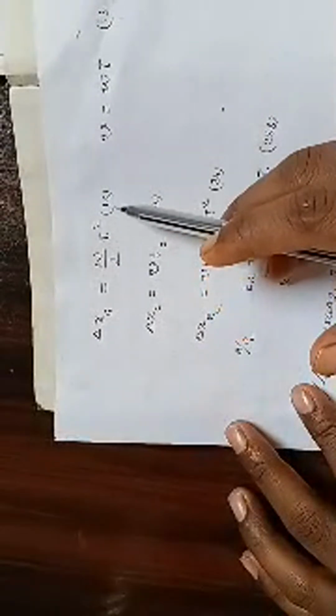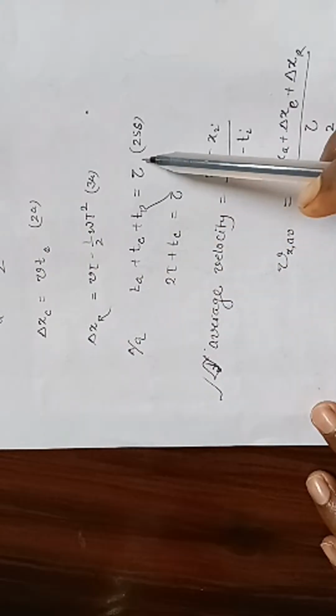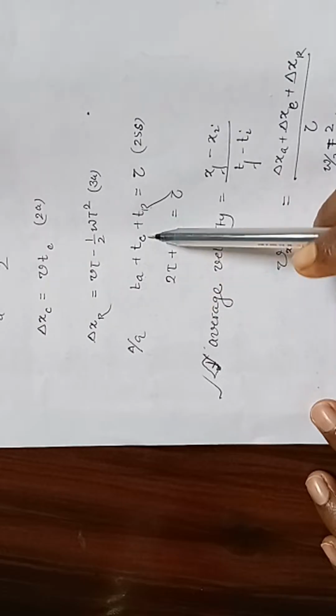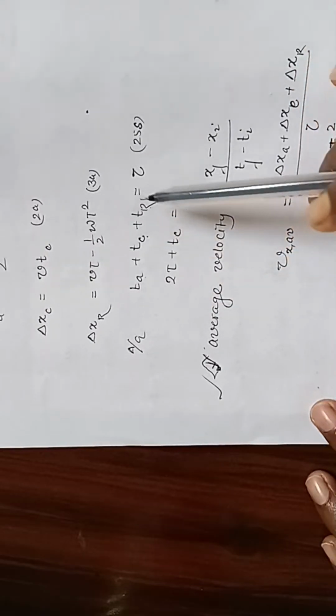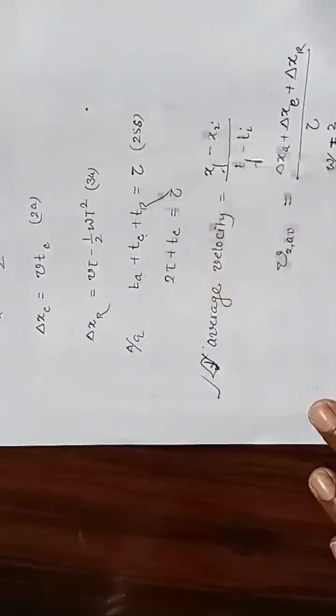Delta x total, the first equation is taken in this form because delta t is replaced with capital T. And the third, because the total time is given as the sum of t_a, t_c and t_r: accelerated motion, constant velocity, and this is the retarding case. Because t equals t_r, and this will be capital T, this is the relation.